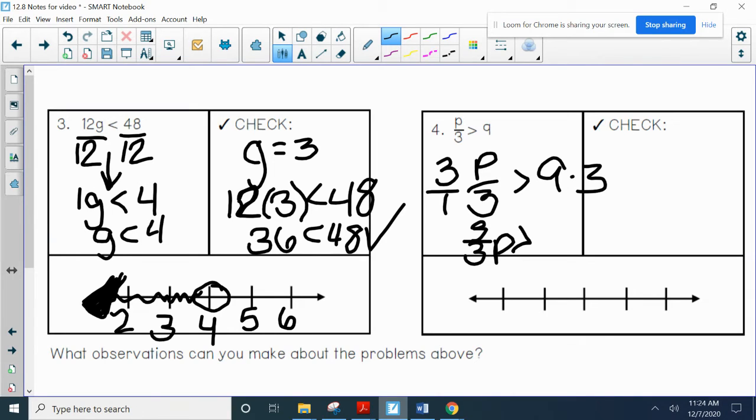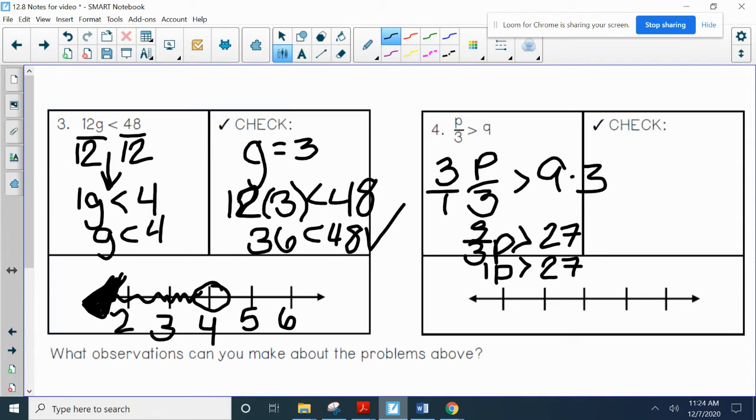So, before I'm jumping the gun, 9 times 3, because what we do to one side, we have to do to both sides to keep it balanced. 9 times 3 is 27. And then we can simplify it. We know 3 over 3 is 1 whole P. And 1P is greater than 27, and you can drop the 1. So we know P is greater than 27.